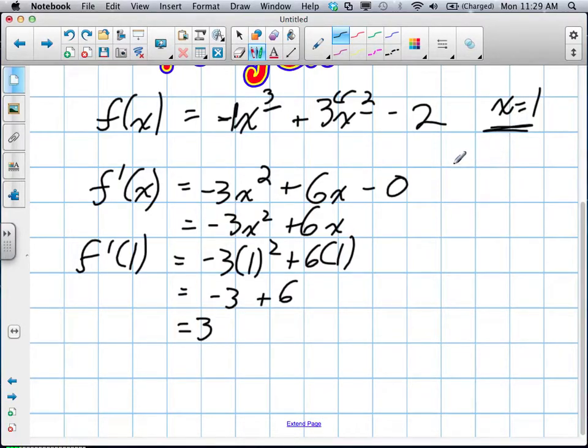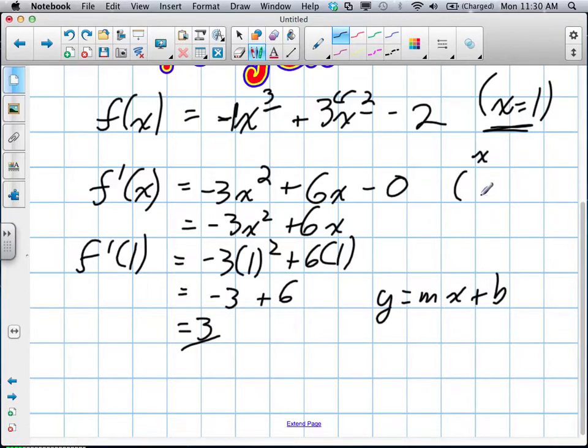Okay? They want the equation of that tangent at that point. If you guys remember, y equals mx plus b. We know the tangent is going to be a linear function, a straight line. Our slope is 3. We just discovered that. We're going to need to find a y value with our x value. Our x value is 1.